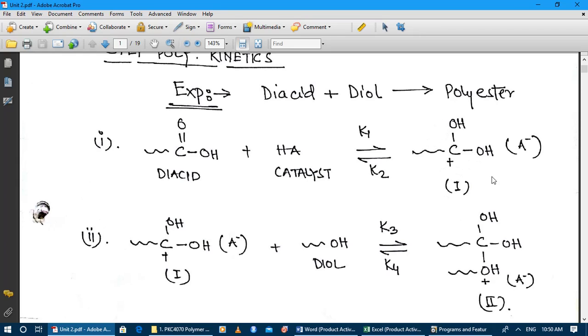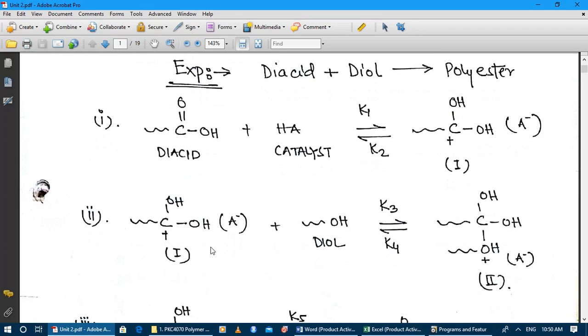Then immediately this species 1 will react with the second monomer, the diol. Here we have only shown one functional group, the OH group, on the right hand side, and the zigzag line may be different in case of different monomers. So just to generalize it, we have shown it as a zigzag line. Keep in mind that there is another OH group on the left hand side of the diol. That's why this is known as a diol. So species 1 will react with the diol.